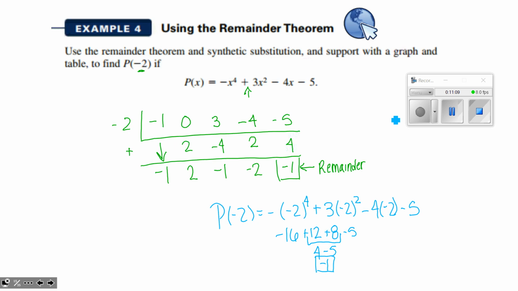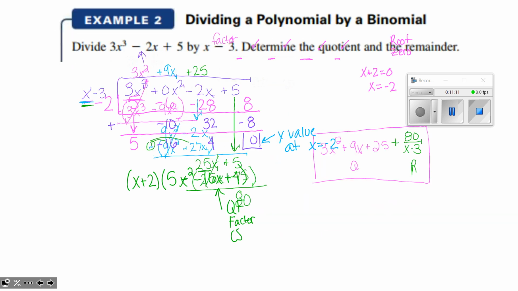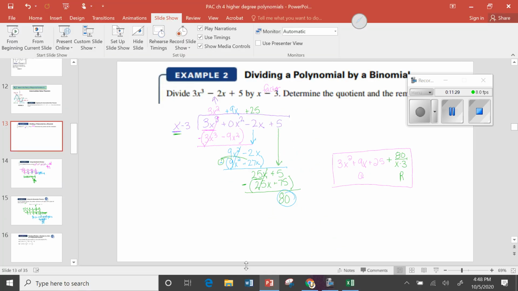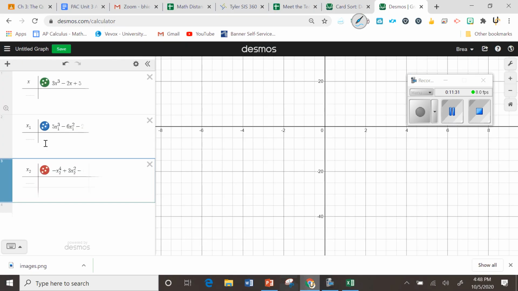So if I go back and look at the first one where I got a remainder of 80, if I go to Desmos and look it up, I should see, when I plug in 3, 3 is going to be the root, that I get a value of 80 coming out. So this is the function. Notice 80 is what comes out.